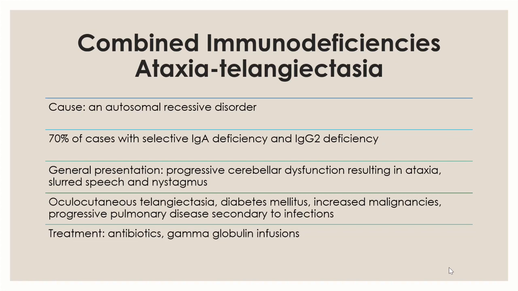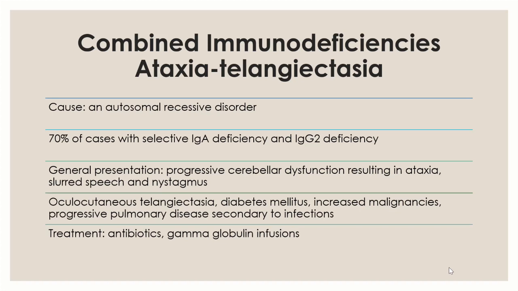The second type of combined immunodeficiencies is ataxia-telangiectasia. It is an autosomal recessive disorder in about 70% of cases with selective IgA deficiency, which may be associated with IgG2 deficiency and a low number of T lymphocytes in blood.